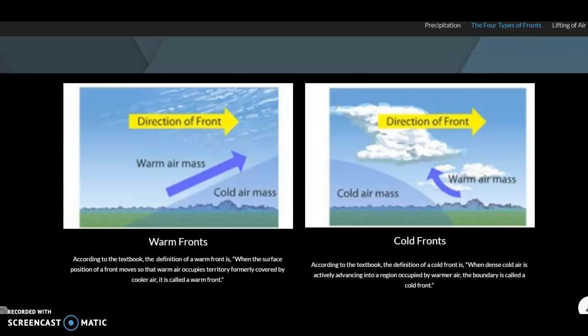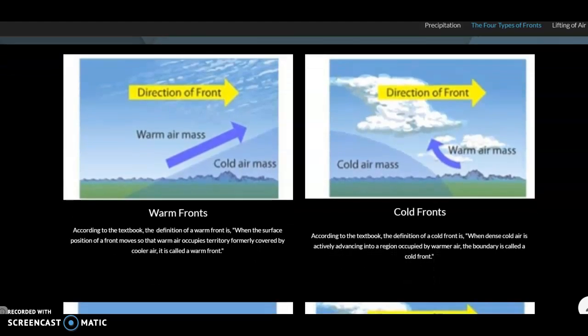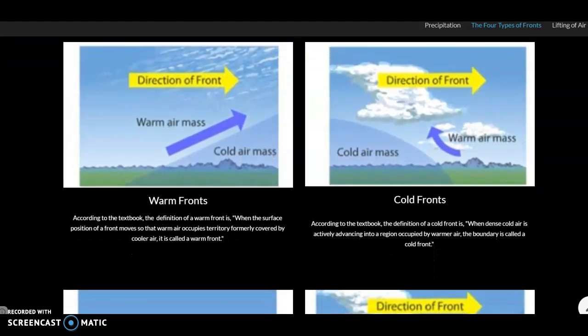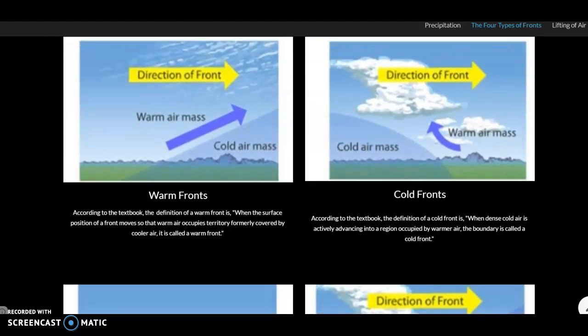I was kind of confused at first when I was trying to find them and understand these ones compared to the ones in the textbook, but eventually I got it. A cold front is when dense cold air is actively advancing into a region occupied by warmer air.